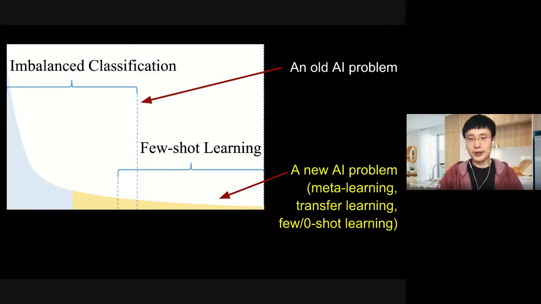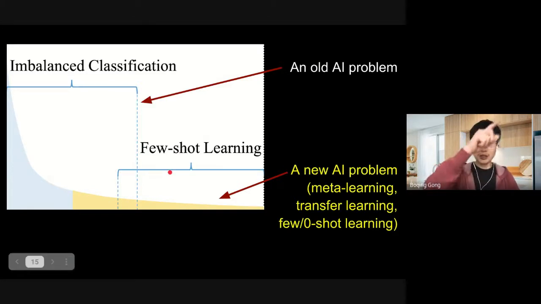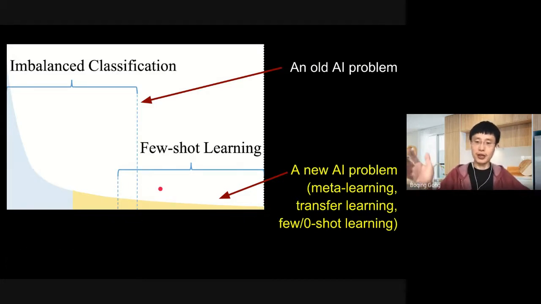For few-shot learning, I call it a new AI problem because we try to transfer knowledge from many-shot datasets to few-shot datasets. We can use meta-learning, transfer learning, zero-shot learning, and external knowledge like attributes or NLP to help us solve this few-shot learning problem. This long-tailed problem naturally connects the dots between the two, and we are interested in solving the problem not only for many-shot classes but also few-shot classes, the whole spectrum together.